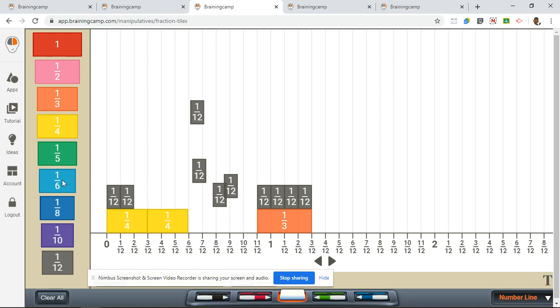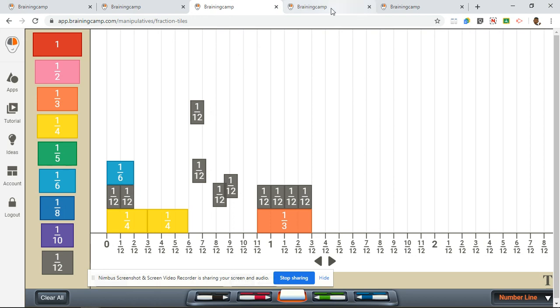And how do I know? I'm going to put out 1/6, and let's see if this will match that. Well, 1/6 popped up there. Let me move it over here. Yep, look, see? 2/12 is equal to 1/6. They match up, they're equal there.